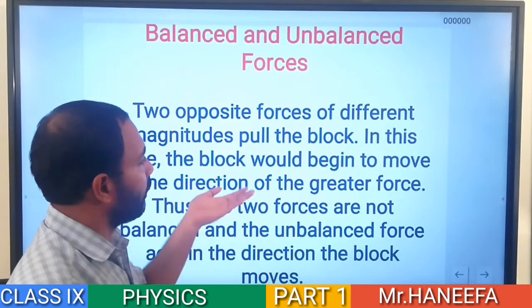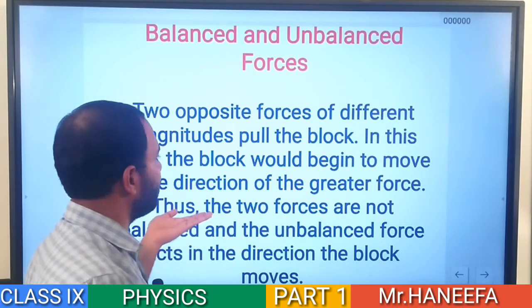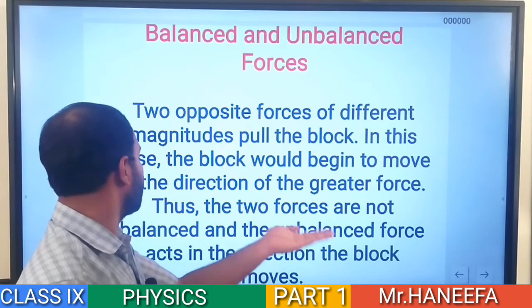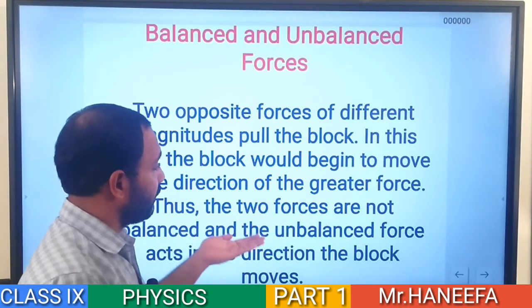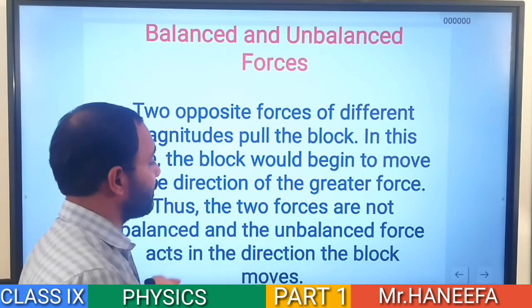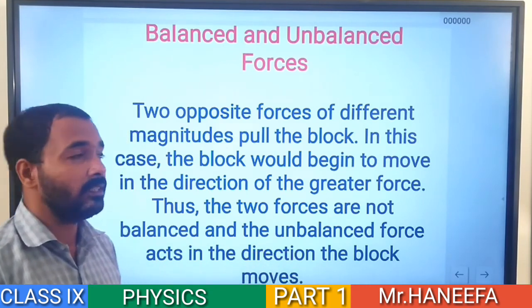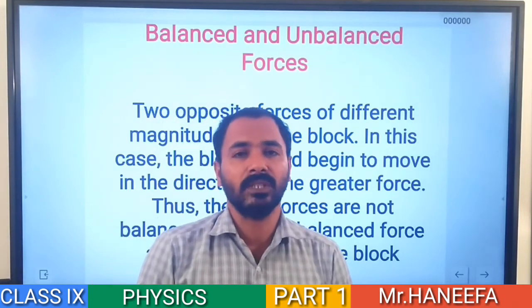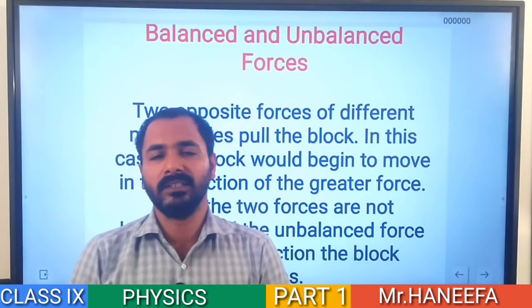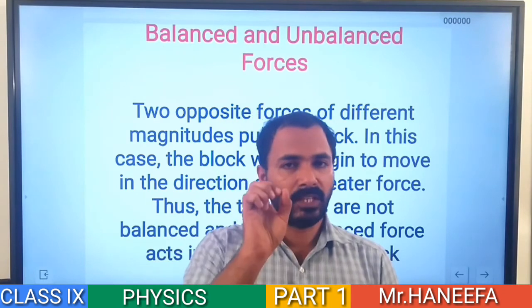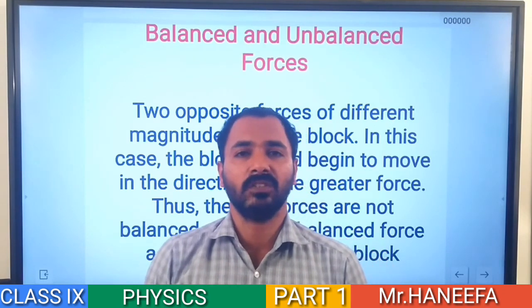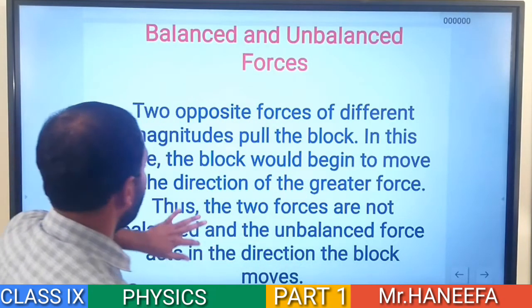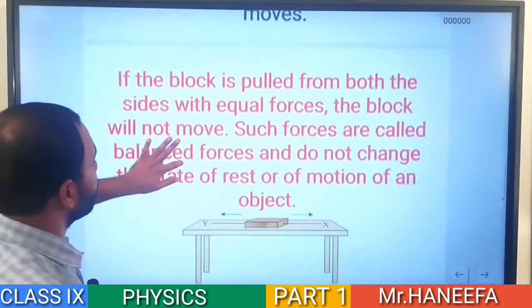In this case, the block would begin to move in the direction of the greater force. Thus, the two forces are not balanced and the unbalanced force acts in the direction the block moves. If the two forces are not equal in magnitude, such type of force is called unbalanced force. So the object moves in the direction of the greater force. This is unbalanced. Then, what is balanced force?